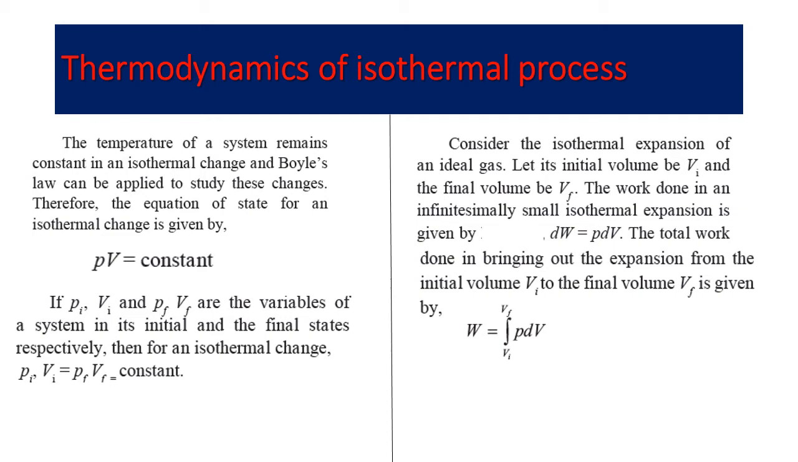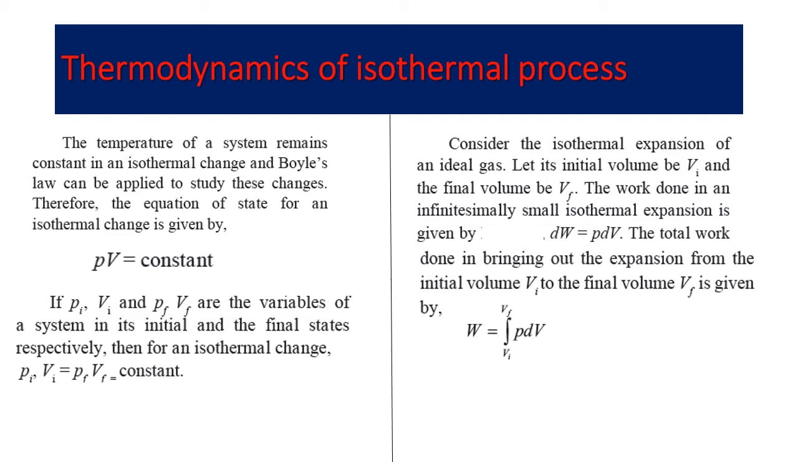Boyle's law states that pressure is inversely proportional to volume at constant temperature. That is, mathematically, the equation of state for an isothermal change is given by PV is equal to constant. If we assume Pi, Vi to be the initial pressure and initial volume, and Pf, Vf be the final pressure and final volume of the system, then for an isothermal change, PiVi must be equal to PfVf, which must be equal to some constant.